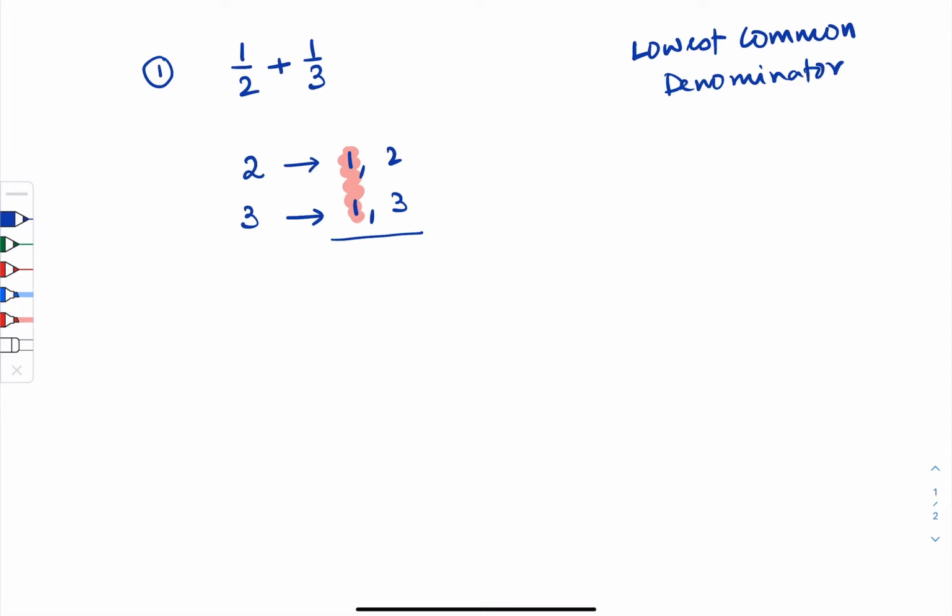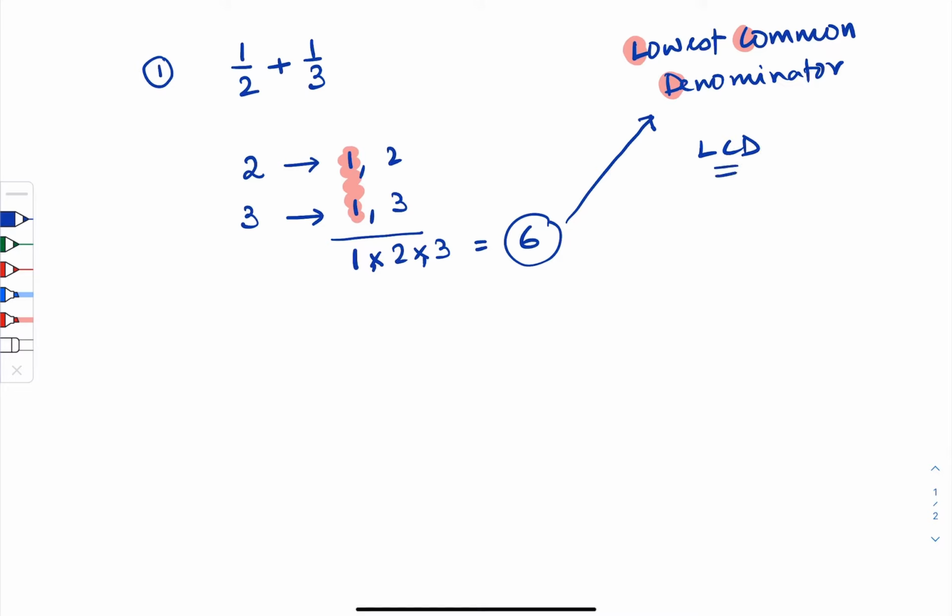If I put down all the factors, the common factors are written only one time. Since 1 appears in both of them, I'm going to put down 1 only once, and then I'm going to put down 2, and then 3. Now I'm going to multiply these factors out, and I have 6. So 6 is what I call my lowest common denominator. The lowest common denominator is also commonly abbreviated as LCD.